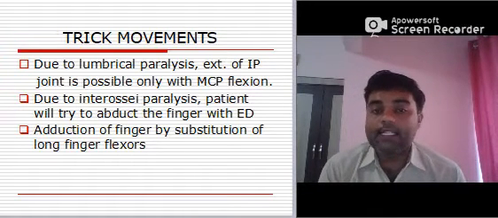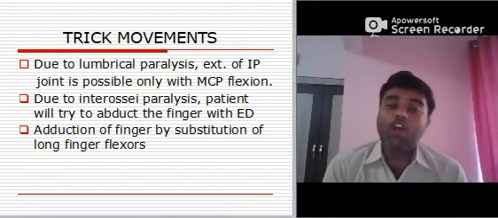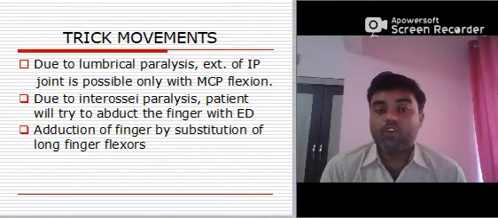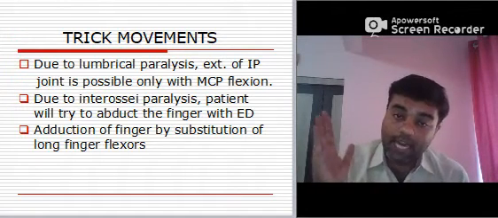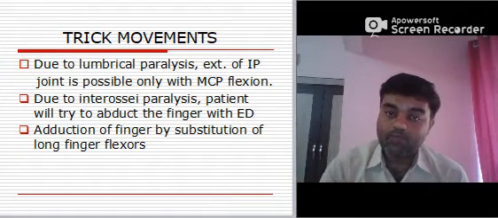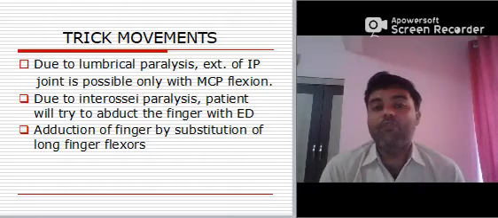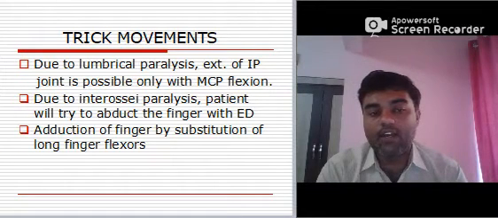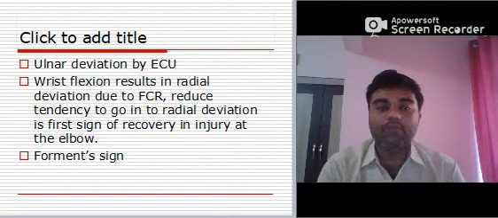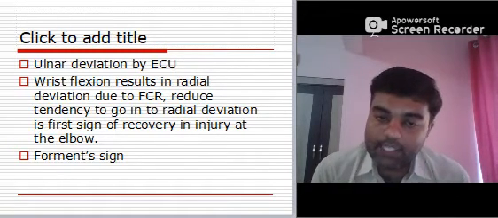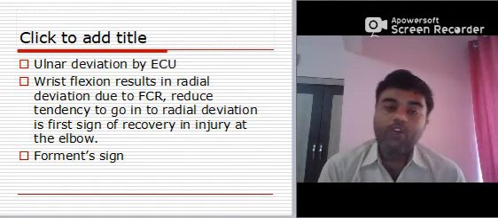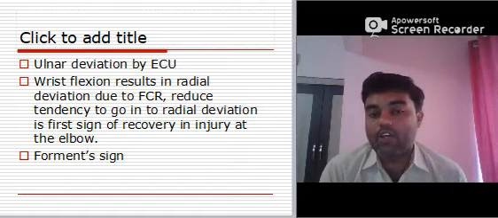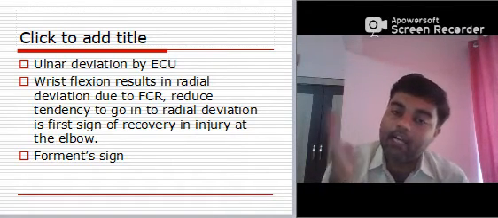Due to lumbrical paralysis, extension of the IP joint is possible only with MCP flexion. Due to interossei paralysis, the patient will try to abduct the finger outward with ED, and adduction of the finger by substitution of long finger flexors. Okay, so long finger flexors also cause adduction. Ulnar deviation by ECU. Wrist flexion results in radial deviation due to FCR. Reduced tendency to go to radial deviation is the first sign of recovery in injury at the elbow.